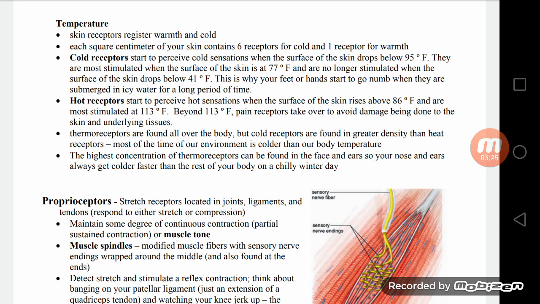Thermoreceptors are found all over the body, but cold receptors are found in greater density than heat receptors. Most of the time our environment is colder than our body temperature. The highest concentration of thermoreceptors can be found in the face and ear, so your nose and ears always get colder faster than the rest of your body on a chilly winter day.